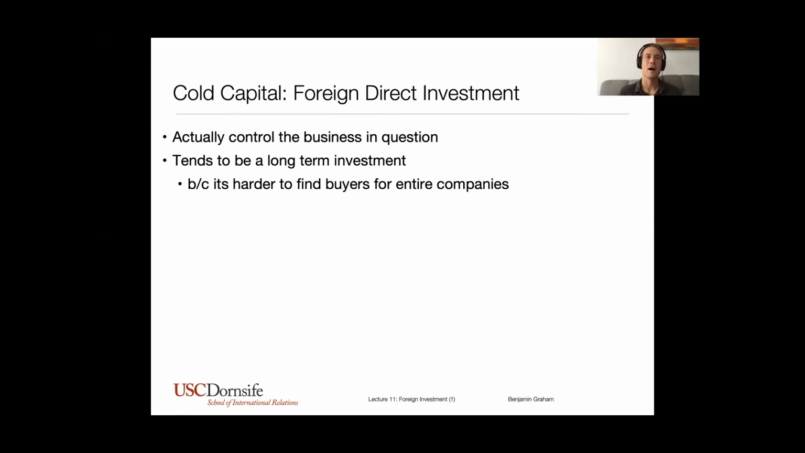So these tend to be longer term investments. You don't take a controlling stake in a company. You don't become part of the management of that company and then relinquish that again quickly overnight, right? It tends to be a longer term investment.